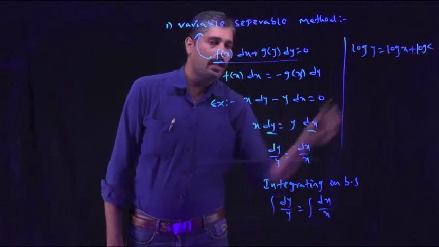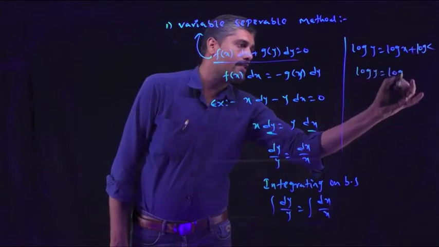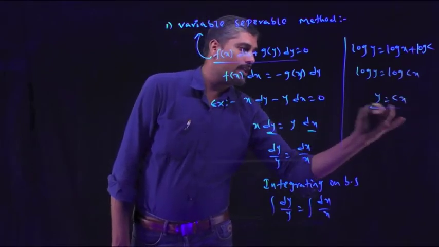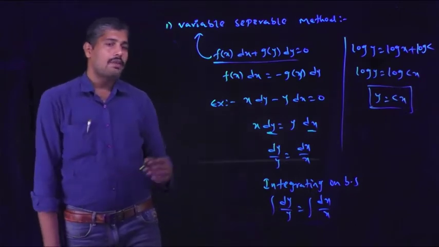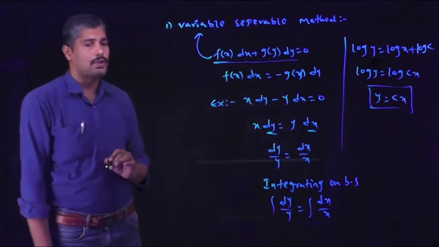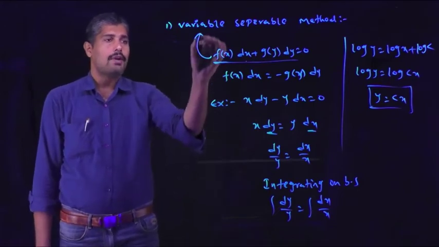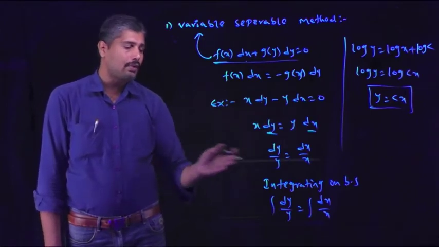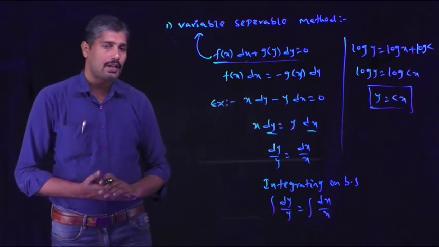We know that log a + log b = log ab, so log y = log cx. Removing log, we get y = cx. Here c is called the arbitrary constant. Suppose the equation is in the form f(x) dx + g(y) dy = 0. For solving this type of differential equation by the variable separable method, we separate the x terms and y terms, then integrate on both sides, and we get the solution of the differential equation.